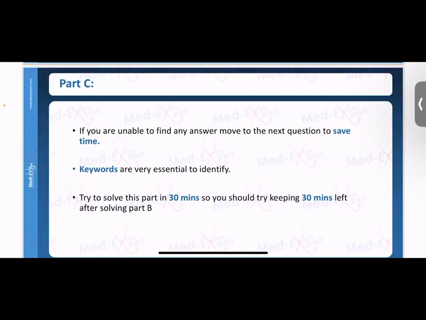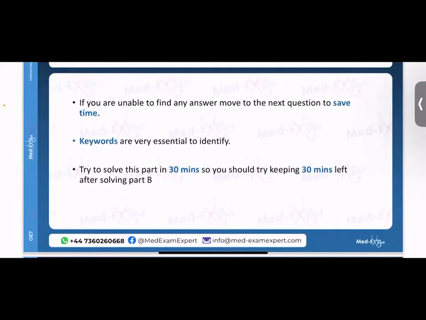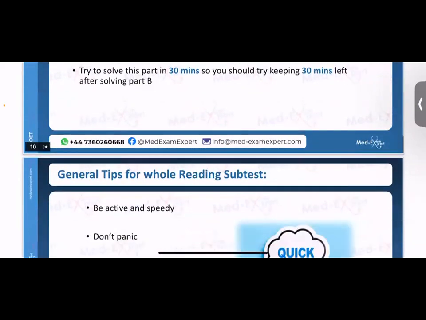Keywords are very essential to identify. Try to solve this part in 30 minutes. So you should try keeping 30 minutes left after solving part B. Because part C is the lengthy one, among the 45 minutes, 15 to 20 minutes would be specific for part B. And for part C, you should have 25 to 30 minutes for the sole part C.